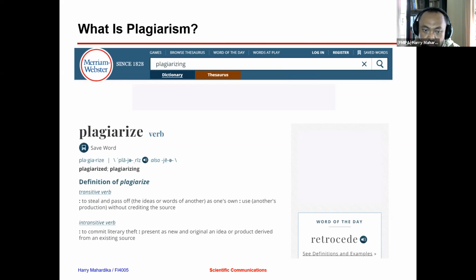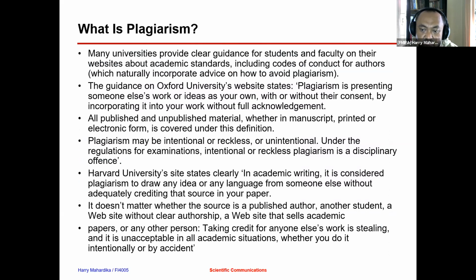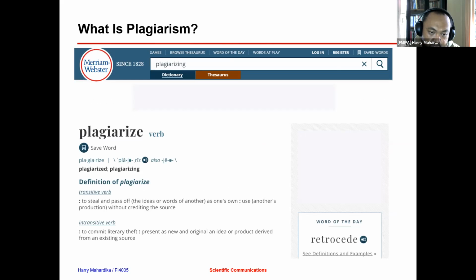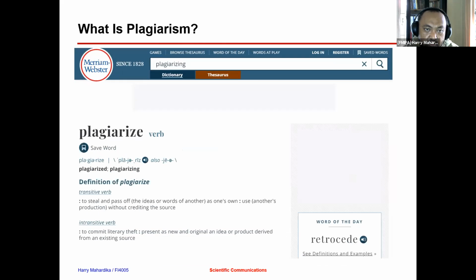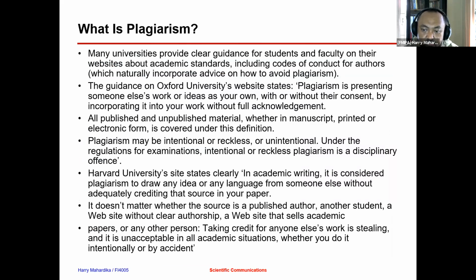Okay, so these are the definitions of plagiarism that we're going to learn in today's lecture. The definition itself is from the Against Plagiarism book. I'm just using the definition given by Helen Zhang. So let me see.